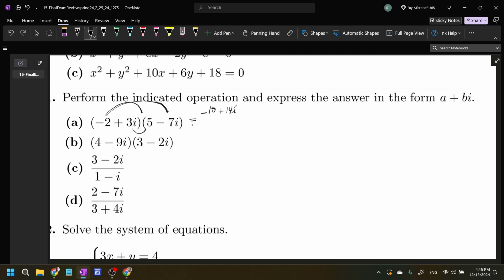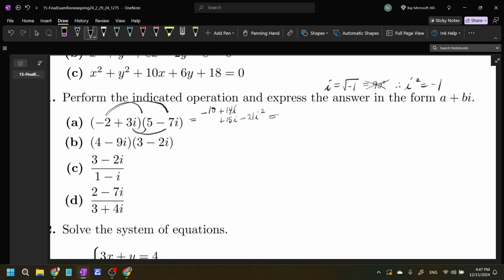Positive 3i times 5 is positive 15i. And 3i times negative 7i is negative 21i squared. Now remember, i means the square root of negative 1. In the complex plane, it also means 90 degrees, but that's not within the context of this class. Let's just remember that i is the square root of negative 1. So therefore, i squared equals negative 1. So this right here, we can simplify.